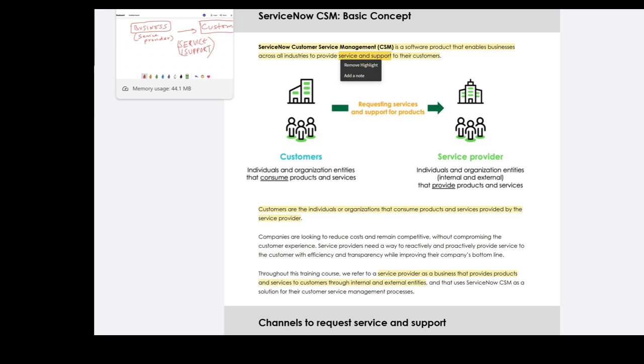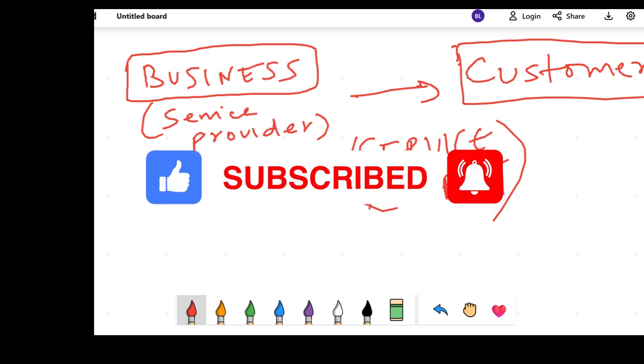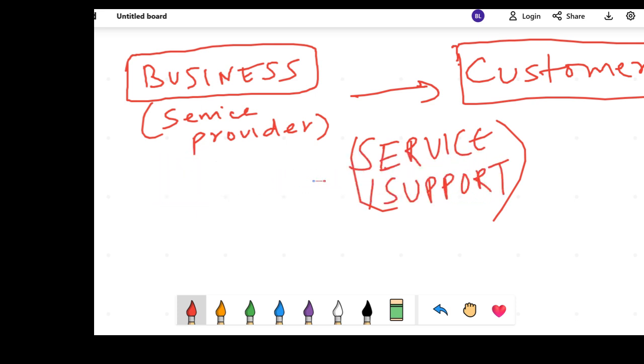Before I go on to the terms, I'll take a real world example. The terms that I'm going to discuss right now are customers and service providers. To understand that, let's take an example. In the definition, I mentioned that CSM is used by businesses to provide service and support to their customers, right? Service and support. These are the key things to remember. So let's assume that I am the customer here. Saksham is my name. So I use Airtel internet at my home.